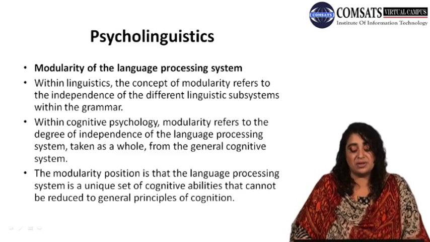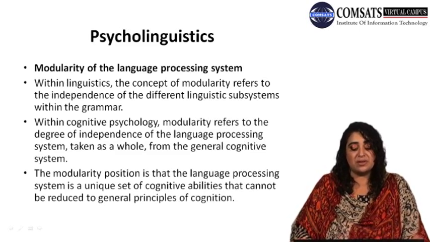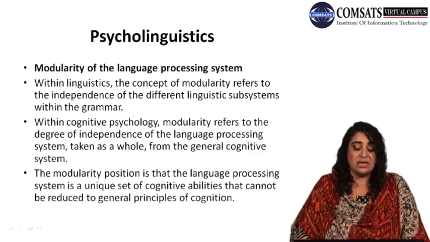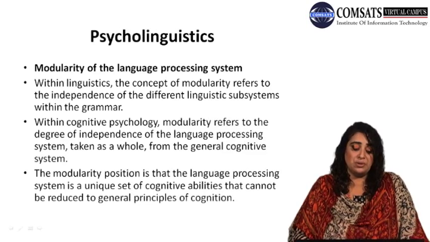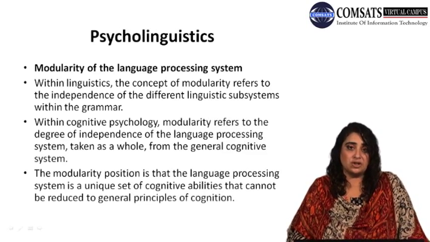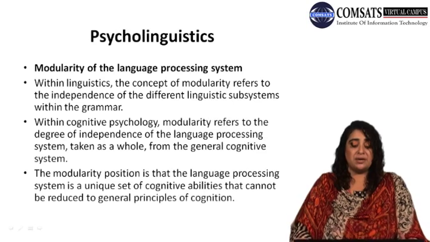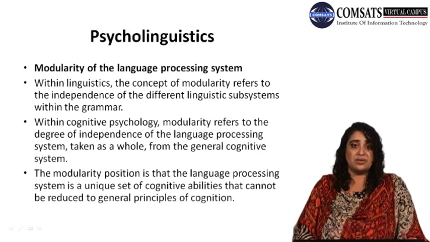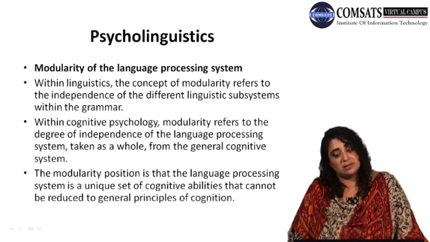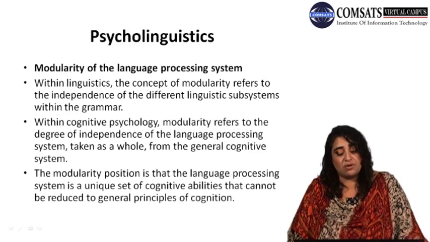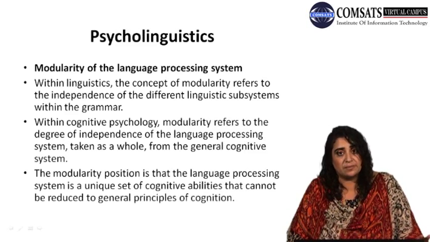Now the modularity position is that the language processing system is a unique set of cognitive abilities that cannot be reduced to general principles of cognition. So what is the modularity position on the language processing system? It's a unique set of cognitive abilities that cannot be reduced to general principles of cognition.